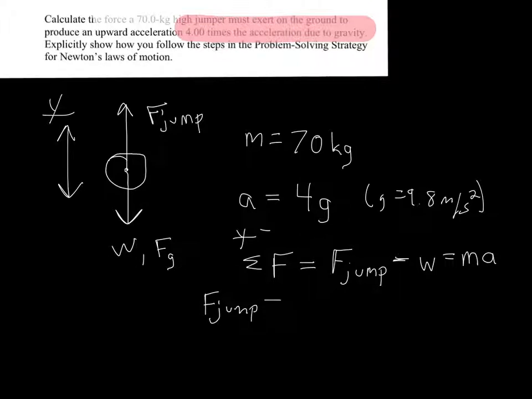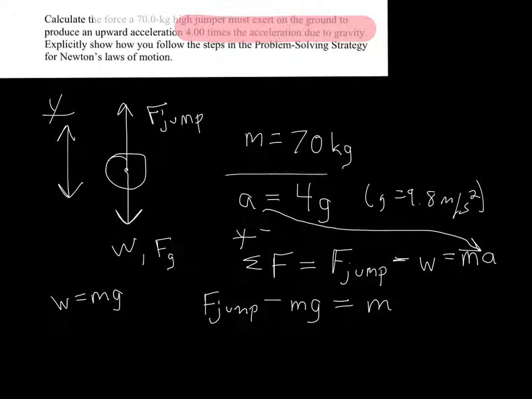F jump minus W, and W is the force of gravity. And we should all know that W is always equal to mg. The weight, the force of gravity, is your mass times the acceleration due to that gravity. And that has to be equal, according to Newton's second law, to the mass of this high jumper times the acceleration, and the acceleration we can plug in right here. We were given that the acceleration has to be equal to 4 g's. So mass times 4 times g.